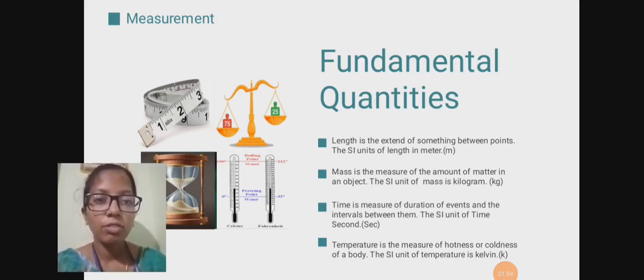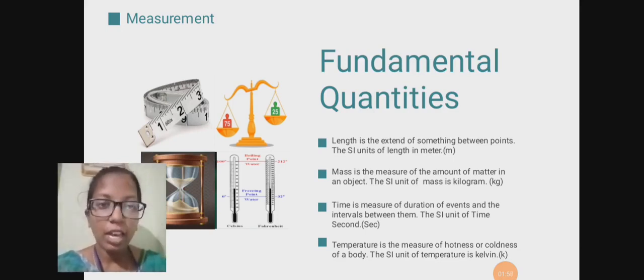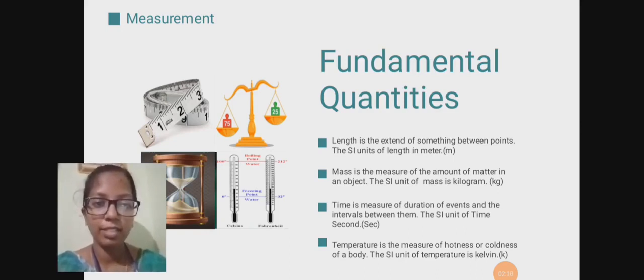You can also measure simple things with the help of measuring tapes. Next we can see about the mass. Mass is the measure of the amount of matter in an object. Using a beam balance, we can measure tomatoes or potatoes, like in a shop. This helps measure the quantities of things, and you can measure in kilograms.